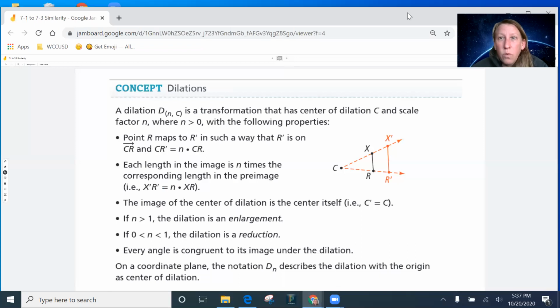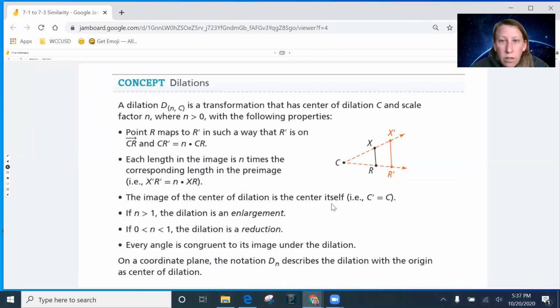First of all, we use a capital D for dilation, and then it has 2 things here. The first number is the scale factor. So how much bigger or how much smaller are you going to make it? And the second number is the point or the center of dilation. So here's the center, and then how much bigger are we going to make this line segment?